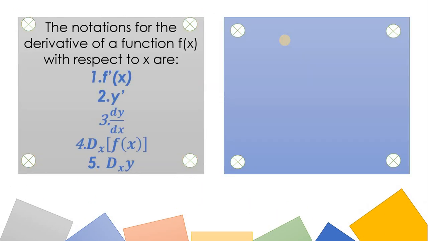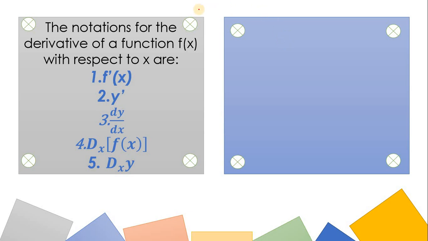Next, another remark is the notations used in the derivative of a function with respect to x. Why do we keep on saying with respect to x? Because our x here is our independent variable. Other than that, we used to have a function with respect to x. These are the notations used in finding the derivative of a function.